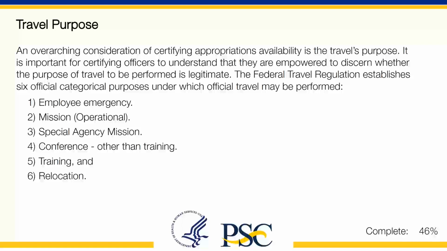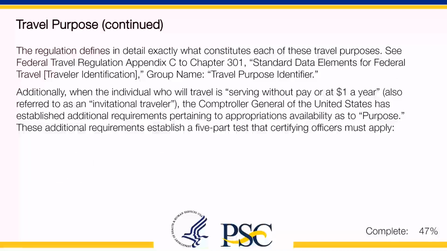The Federal Travel Regulation establishes 6 official categorical purposes under which official travel may be performed. Employee emergency. Mission, operational. Special agency mission. Conference, other than training. Training, and relocation. The regulation defines in detail exactly what constitutes each of these travel purposes. See Federal Travel Regulation Appendix C to Chapter 301, Standard Data Elements for Federal Travel. Traveler Identification, Group Name, Travel Purpose Identifier.